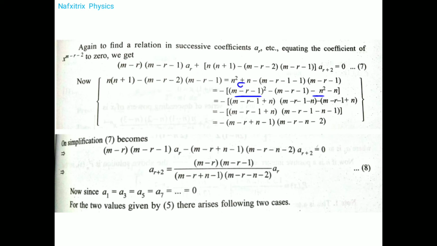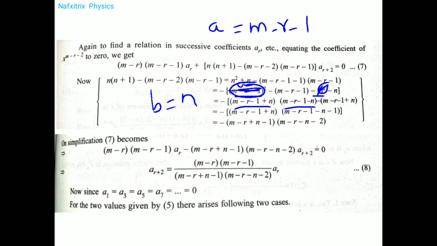So here this is considered as a, so a is equal to m minus r minus 1, and n is nothing but b. So a square minus b square is nothing but a plus b into a minus b. So that's why a plus b into a minus b. So these two terms would get eradicated, and what would remain is this after taking out these terms.